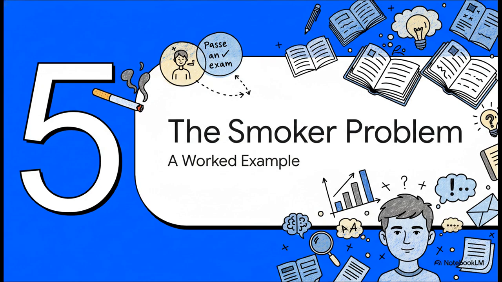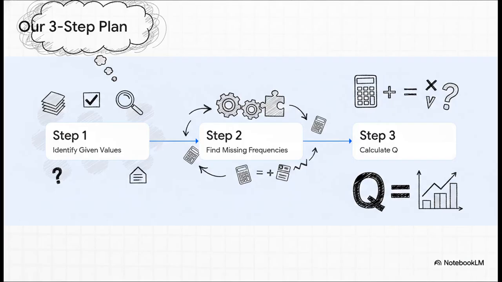All right, theory time is officially over. We've got our concepts, we've got our secret language, and we've got our master tool. Let's put it all to the test and solve a real case. Is there actually a link between smoking and passing an exam? We're going to follow a super simple three-step game plan. First, we'll lay out all the facts, all the clues we know. Second, we'll use a little logic to fill in the missing pieces of the puzzle. And third, we'll calculate our relationship score, Q, to get the final answer.